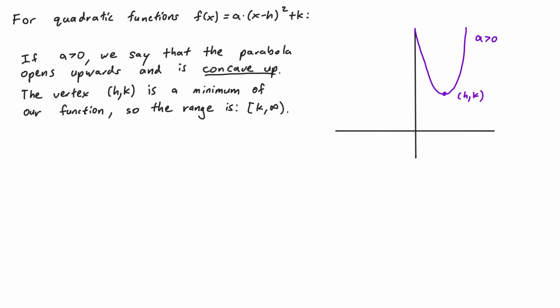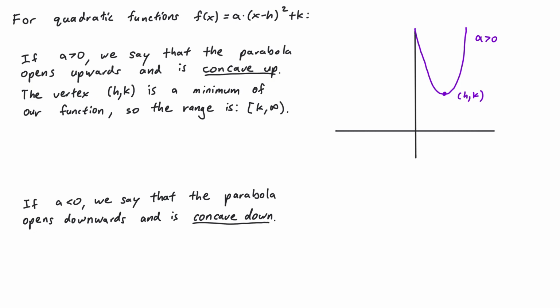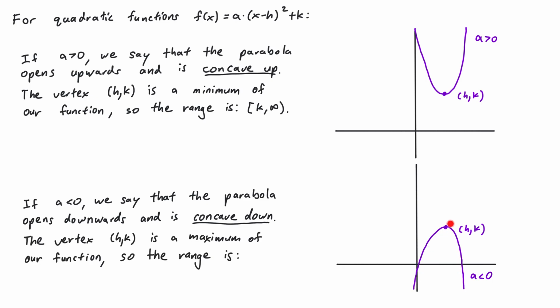On the other hand, if our vertical scale a is negative, that means we'll also have a vertical reflection. So the shape of our parabola is going to be vertically flipped from the x squared graph. So if our vertical scale a is negative, we say that the parabola opens downwards and is concave down. Its graph would look something like this. Notice that in this situation, our vertex (h, k) is the point where the graph transitions from increasing to decreasing. And so this vertex will be a maximum for our function.